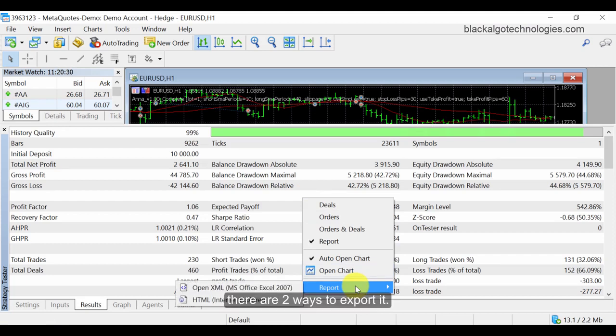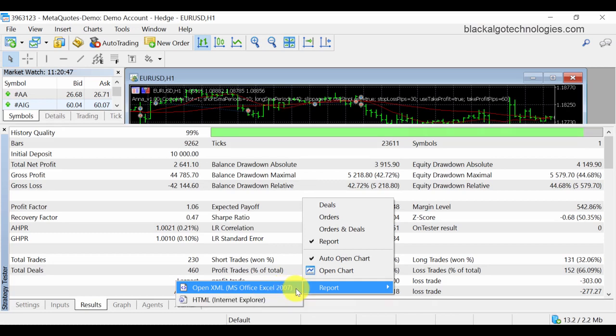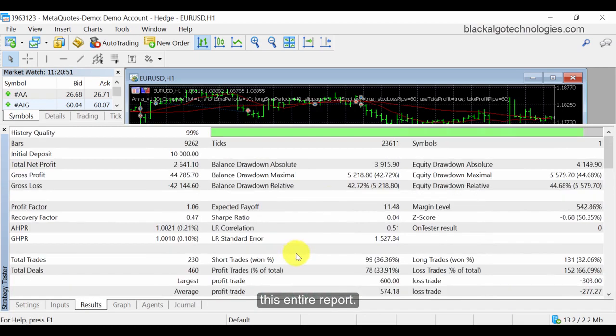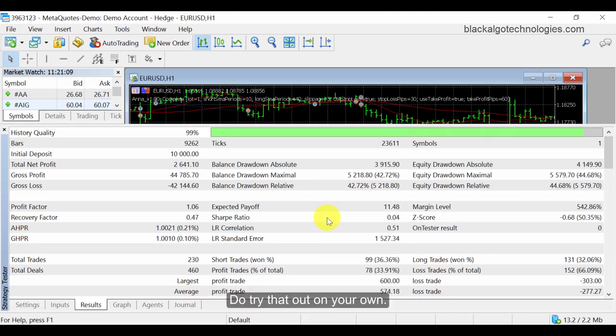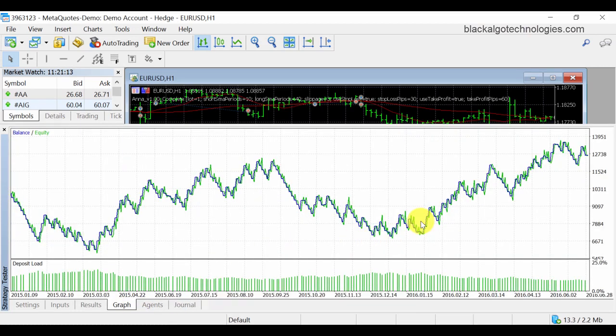There are two ways to export it. The first one, to export it in an XML format that can be opened in Excel. So you'll see this entire report in Excel. And the second way is to do it in an HTML format, and you can see it in a browser. Do try that out on your own. Let's go to graphs. So this is rather straightforward.